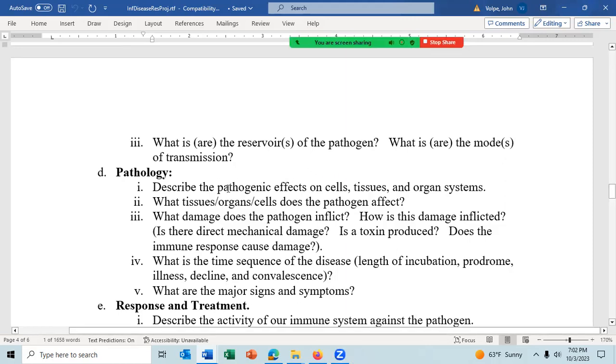Pathology. Describe the pathogenic effects on cells, tissues, and organ systems. What tissues, organs, cells does the pathogen affect? If you can't find it, and you can't see anyone talking about what tissues, organs, cells does the pathogen affect, just state that the tissues, organs, and cells affected are not known.